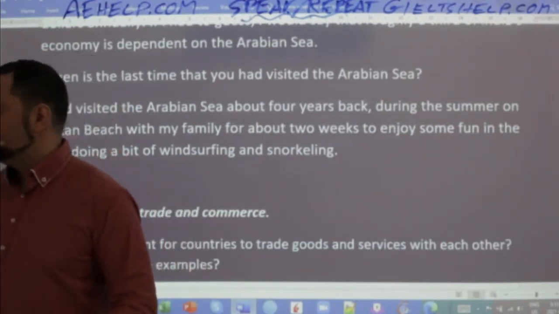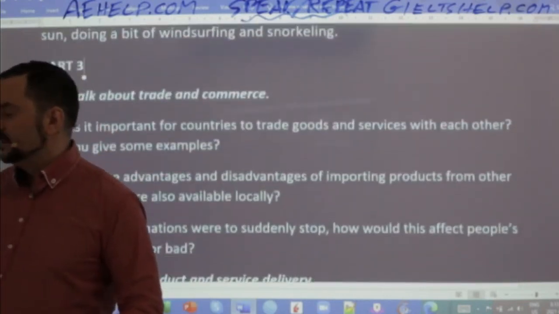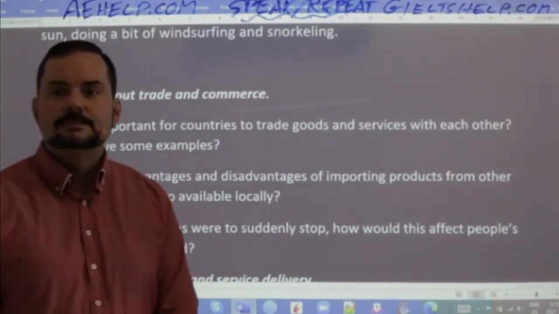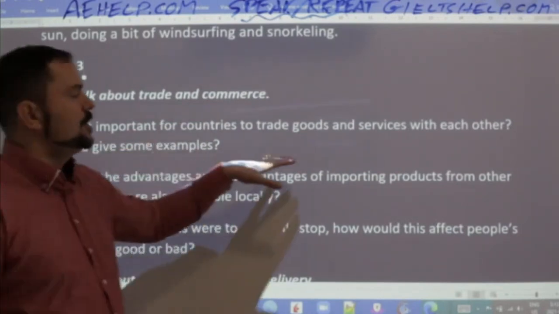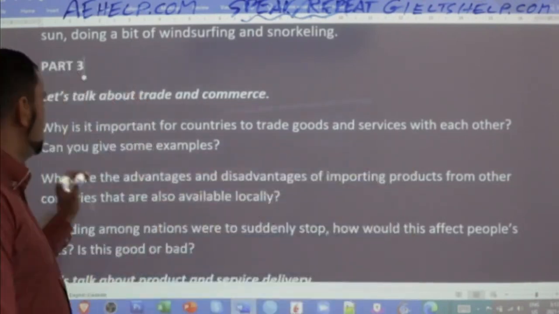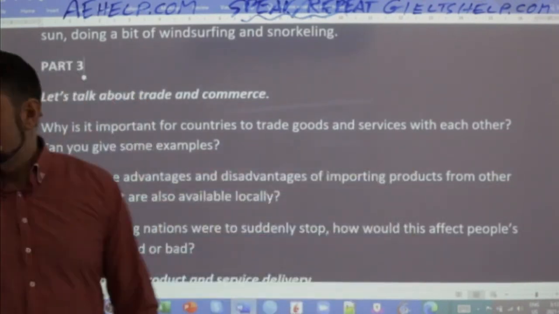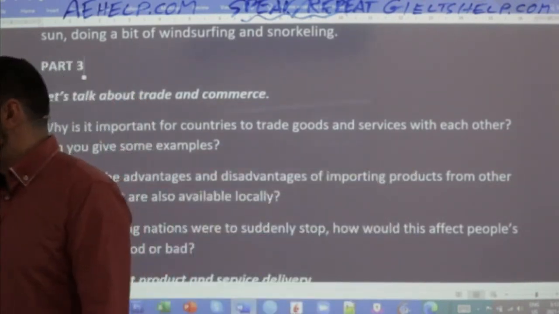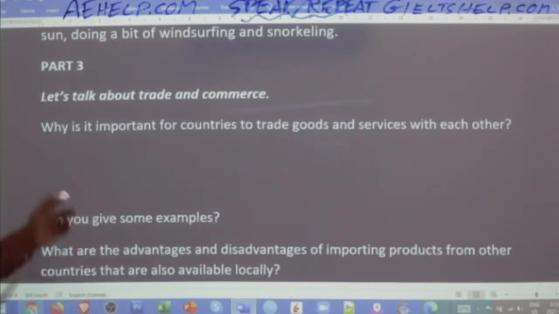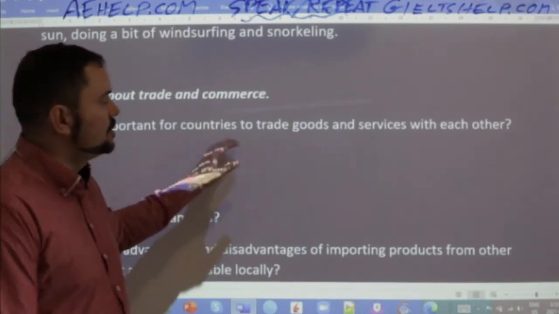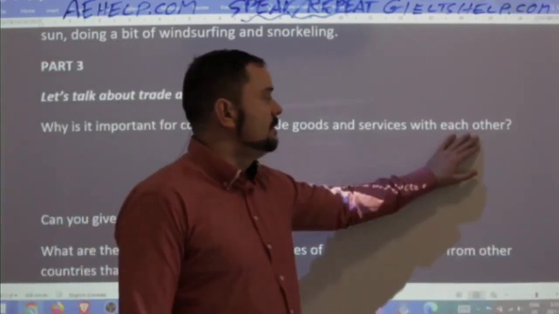Let's keep going. So now the examiner will say, okay, let's talk about trade and commerce. Why is it important for countries to trade goods and services with each other? Okay, so they have these sets of questions. He's going to ask you the first one first. Okay. So, why is it important for countries to trade goods and services with each other?